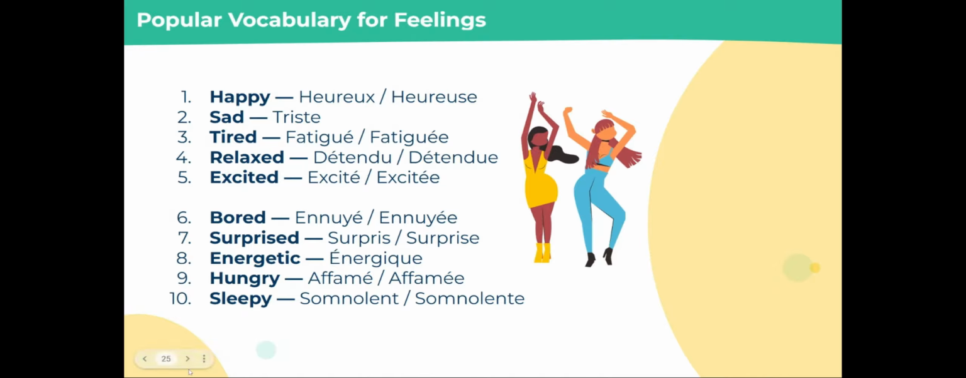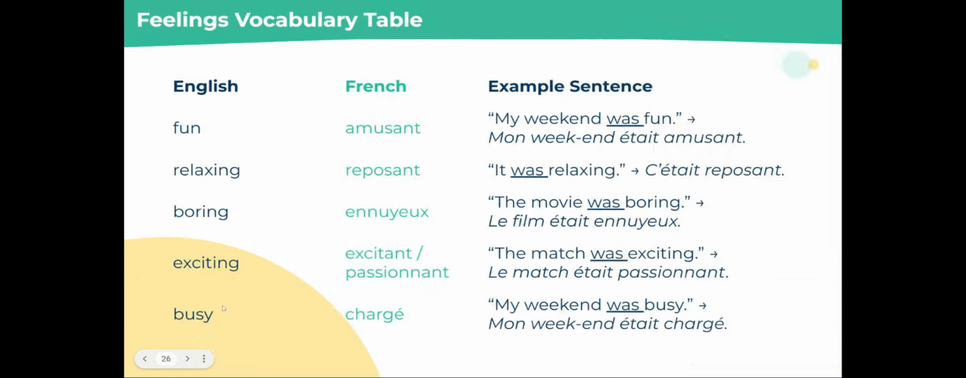Let's have a look at how we can use them. Okay, so we've got a feelings vocabulary table with a lovely example as well. So, for example, fun. My weekend was fun. Relaxing. It was relaxing.